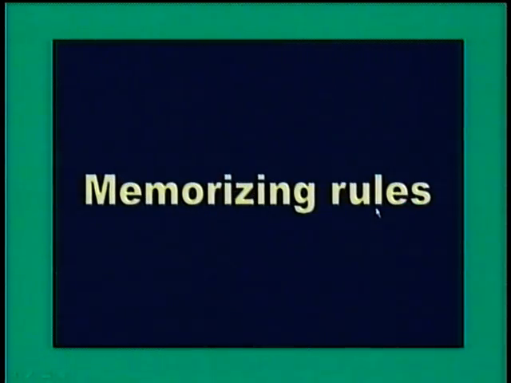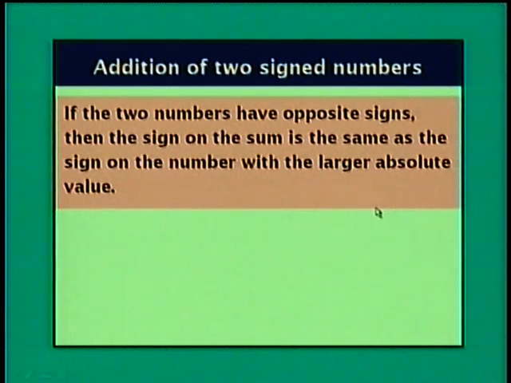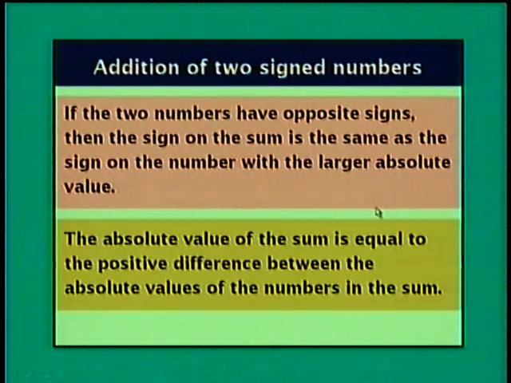Here's the rules you just need to memorize. If the two numbers have opposite signs, then the sign on the sum is the same as the sign on the number with the larger absolute value. The absolute value of the sum is equal to the positive difference between the absolute values of the numbers in the sum. Again, if you prefer the word magnitude, you could think of it this way.